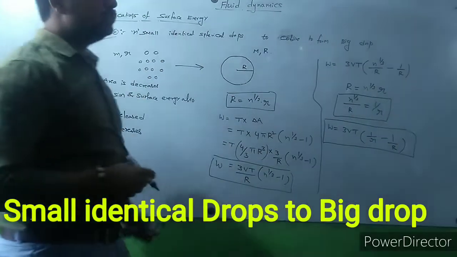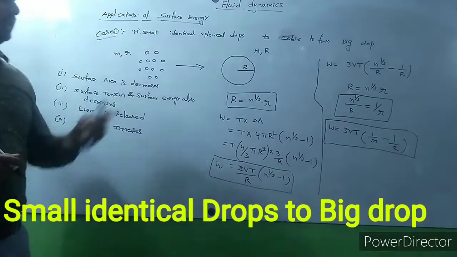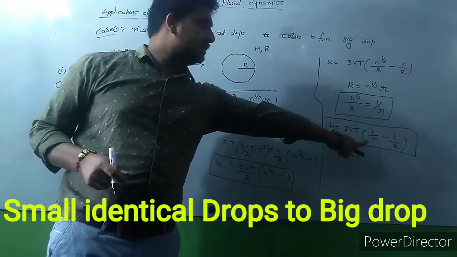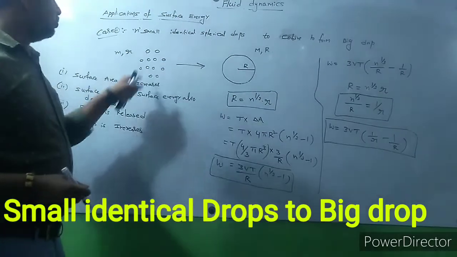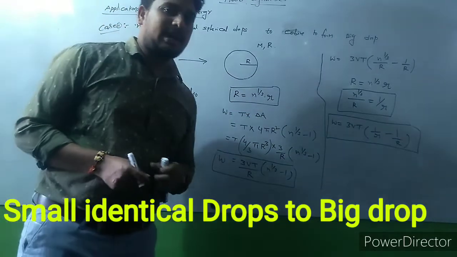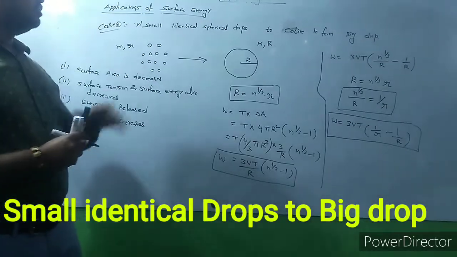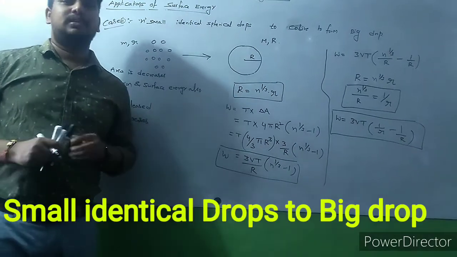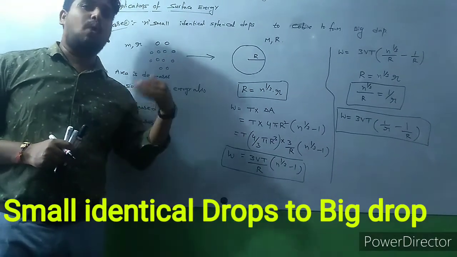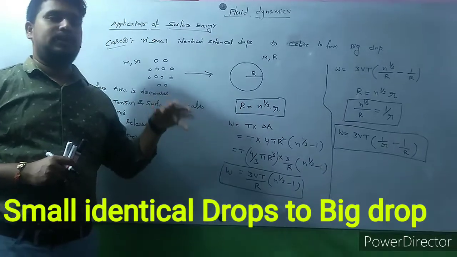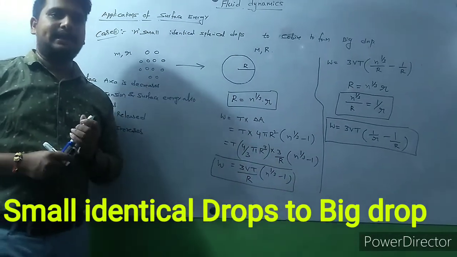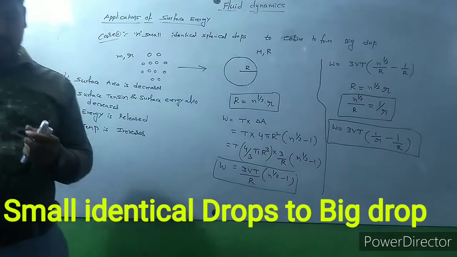So this is the work done formula. Work done is equal to 3 into V into T. Here V means volume, T means surface tension, small r means radius of the small droplets and capital R means radius of the big drop. So this is the overall concept about surface energy. Next we move on to another important topic, that is angle of contact.